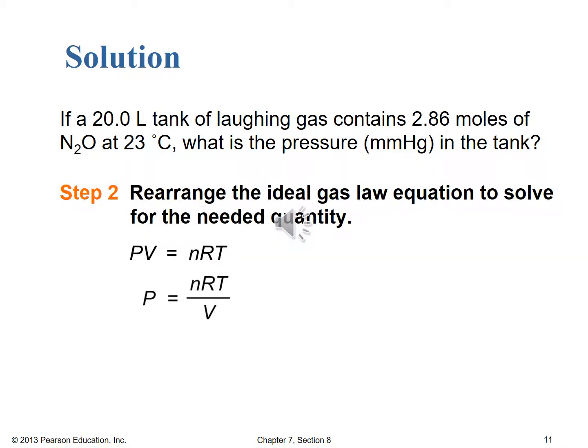Moving on to step two, we can rearrange that ideal gas law so that we can solve for our needed quantity. So of course, the more usual form, the form that rolls off the tongue, PV equals nRT. Well, if we divide both sides by volume, then we can solve for pressure as we need to in this example.